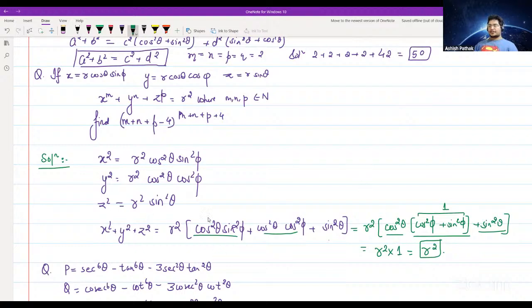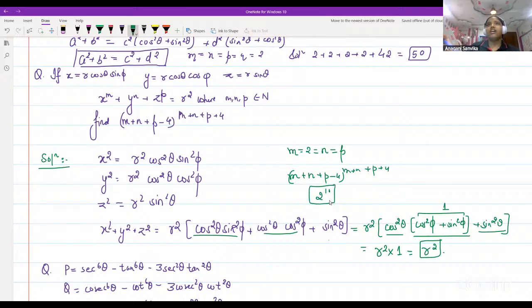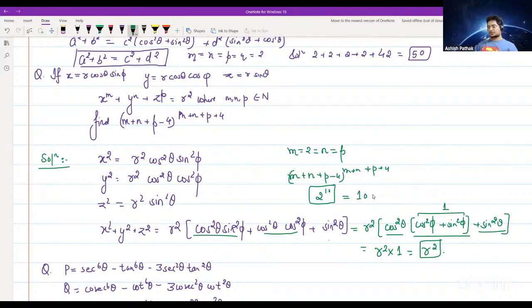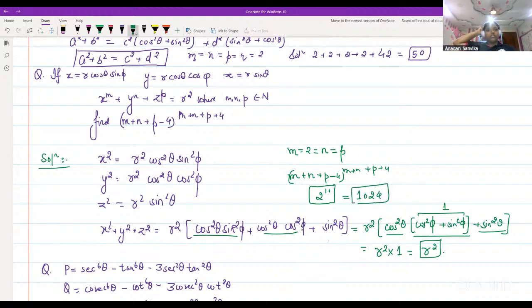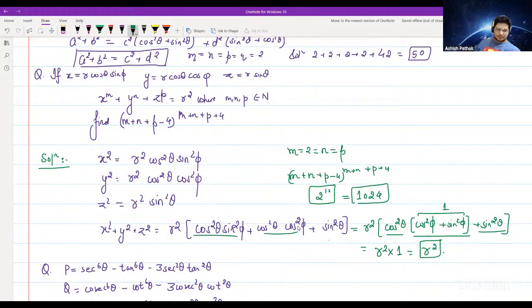From here we got the value of m, which is 2. This is also equal to n. This is also equal to p. Correct? So if I want to write m plus n plus p minus 4 and m plus n plus p plus 4, it will become 2 to the power 10. Is it 10? Correct? Yeah, I got the same answer. So you will get the answer as 1024. Very good. You got the correct answer. Then let's move on to the next question.